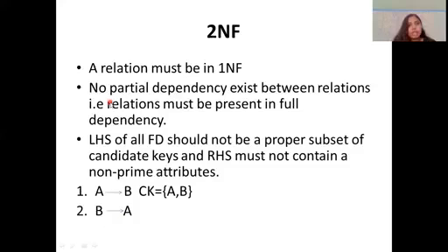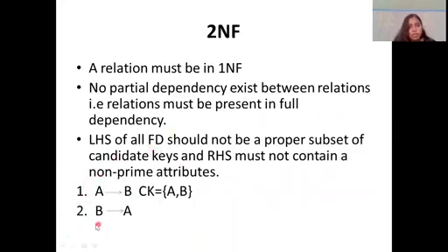The next condition is that no partial dependencies exist between relations, that is, relations must be present in full dependencies. It is telling us that the table should not contain partial dependencies. How do we check whether a particular table has partial dependencies or not? This statement tells us: the LHS of the FD should not be a proper subset of a candidate key, and the RHS must not contain a non-prime attribute. To check whether a particular table has partial dependencies or is in full dependencies, this condition will be helpful. What this condition is telling us is that the LHS, so these are the functional dependencies.